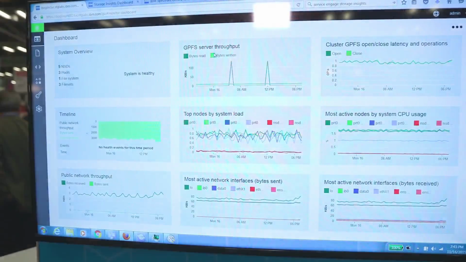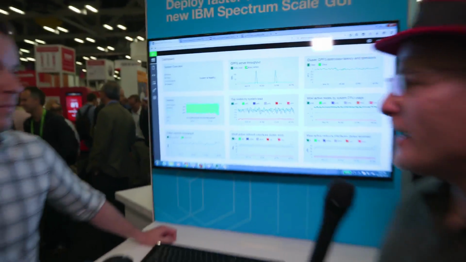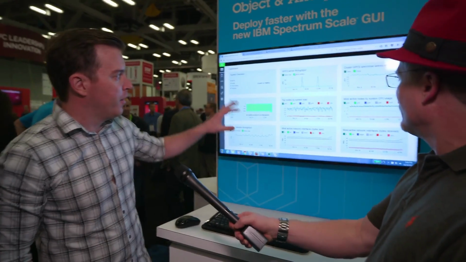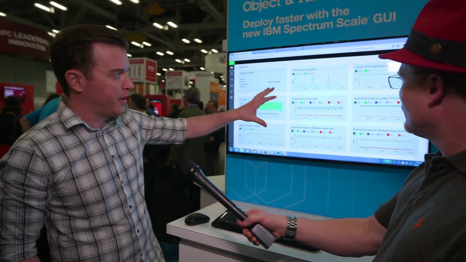Okay, let's take a look. All right, so what are we looking at here? We got kind of a demo. Yeah, so this is the Spectrum Scale GUI. Here's the dashboard that we use for monitoring the entire cluster.